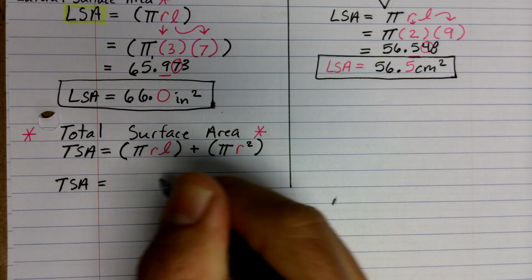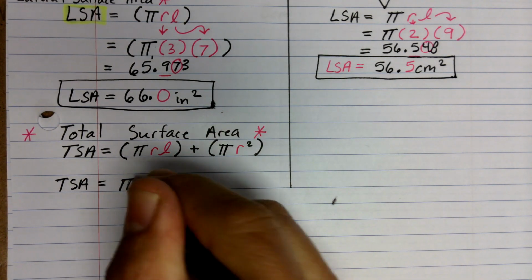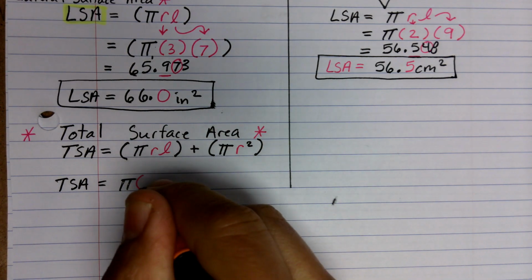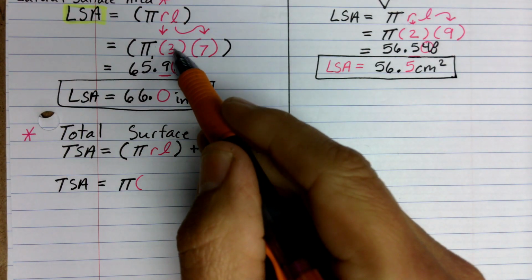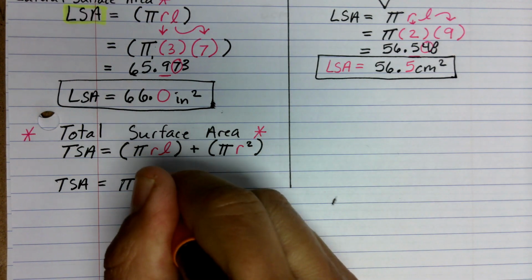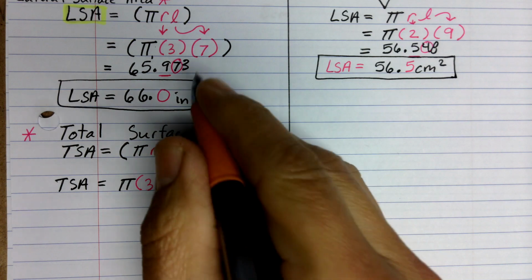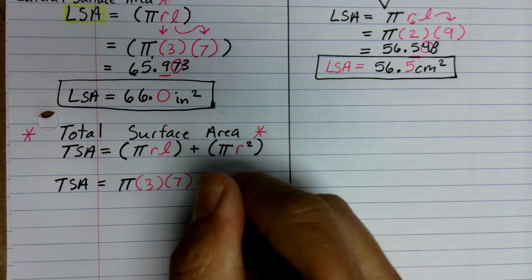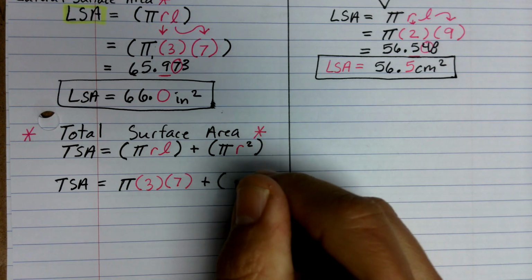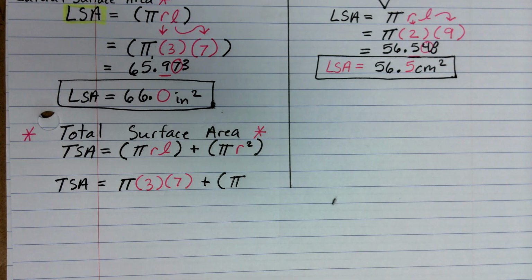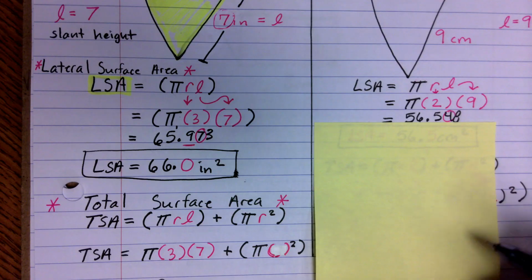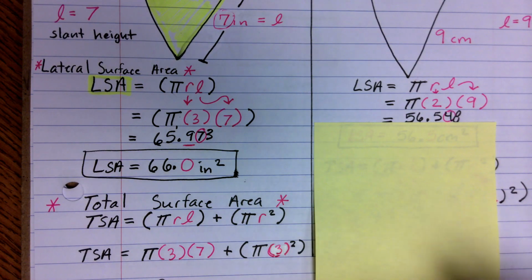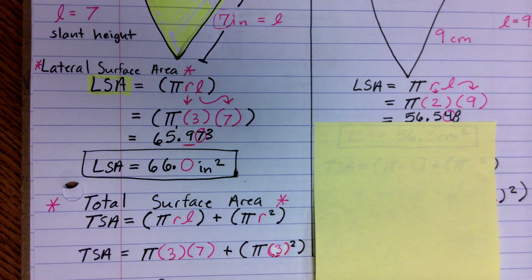So TSA is equal to pi times the radius, which our radius was 3 for the shape, times the slant height, which was 7, plus pi times the radius, which is 3, and it's squared. So now we just put that into the calculator.